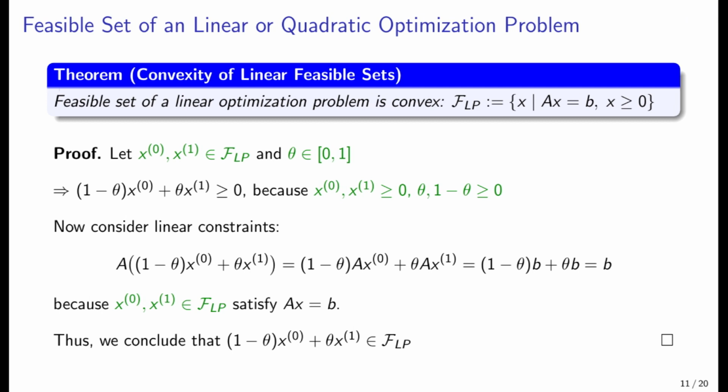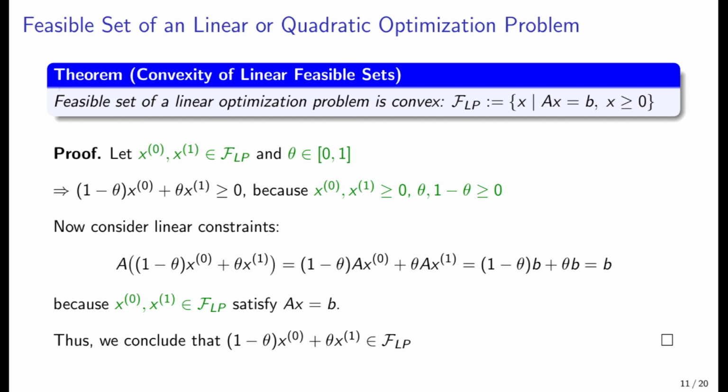And then there are some useful theorems. For example, the feasible set, a linear feasible set, is always convex. And it kind of follows from what we said earlier. The intersection of convex sets is convex.